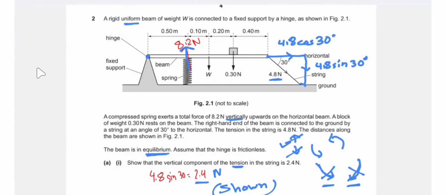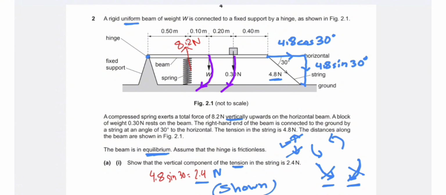So what are the clockwise moments? Here this is the beam, and the forces that cause the beam to move in the clock direction are the clockwise moments, in the way the clock moves. So what are the clockwise moments? As we can see, the weight and the 0.30 Newton force are causing the beam to move this way, downwards.